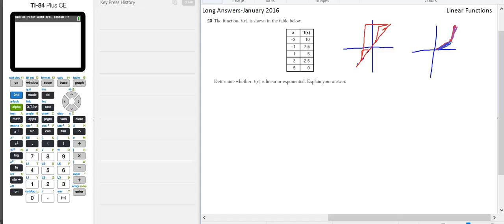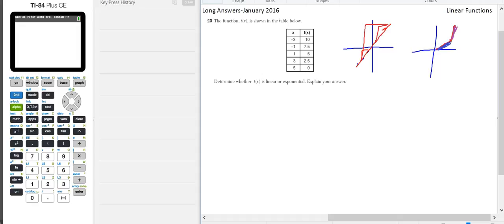So whenever we're asked to determine whether a model is linear or exponential, we want to see, is there a constant slope? Is the rate of change, the slope between consecutive points, the same over the entire interval? So what we need to do is find the slope between each of these points: between -3, 10 and -1, 7.5, between -1, 7.5 and 1, 5, between 1, 5 and 3, 2.5, between 3, 2.5 and 5, 0, and see if we're going to get the same slope over the entire interval.